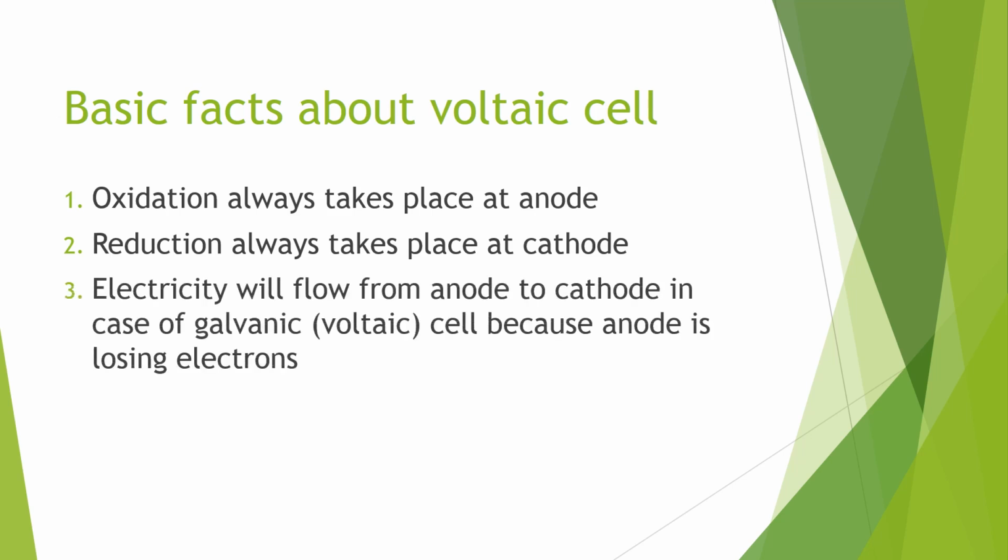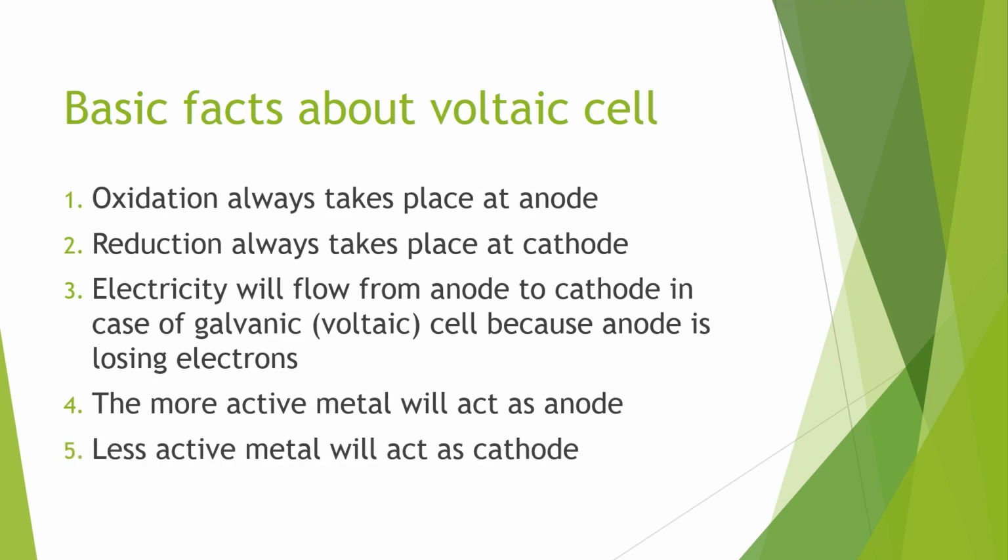Number 3. Electricity will flow from anode to cathode in case of a galvanic cell because the anode is losing electrons. Number 4. The more active metal will act as anode. Active metal means the metal that has more tendency to lose electrons. Number 5. Less active metal will act as cathode because here the metal cation will gain those electrons and deposit as the metal on the electrode.